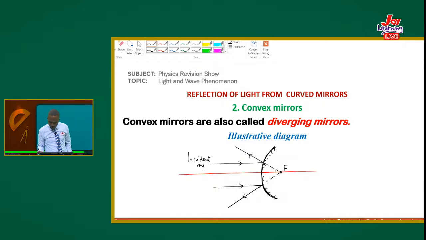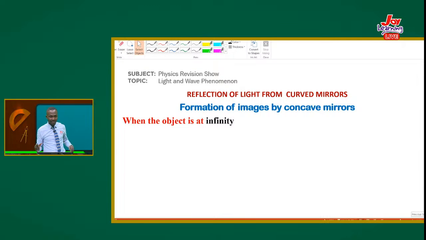A diverging mirror. Good. So we're going to spend some time to look at the images formed by both concave and convex mirrors. So what kind of images are formed by concave and convex mirrors? We're beginning with the concave mirrors. What kind of images do they form? How do we trace the images formed by concave and convex mirrors? We have rules regarding that, and we have been able to go through that even on the Joylearning television channel. It's on YouTube, and you can just search for a lesson on spherical mirrors and you find those rules in there. I'm going to apply the rules to draw the diagrams to give us a recap to freshen our memory.